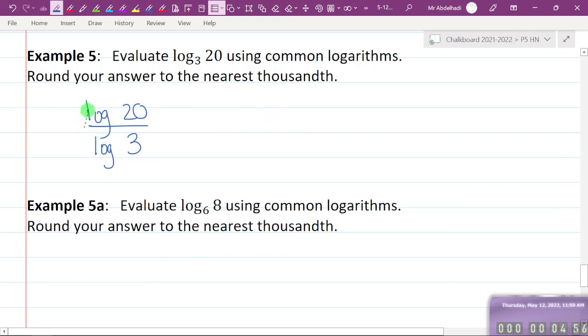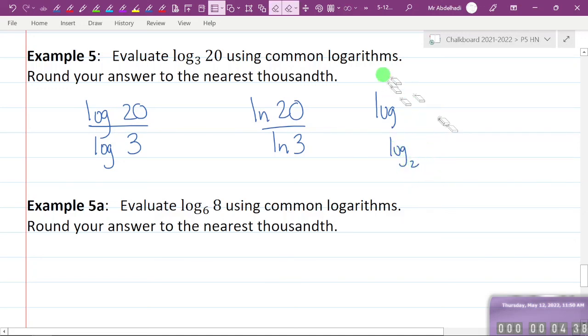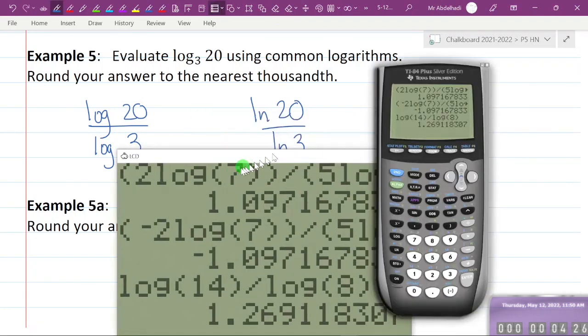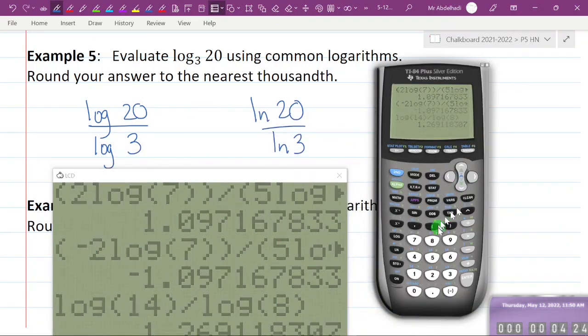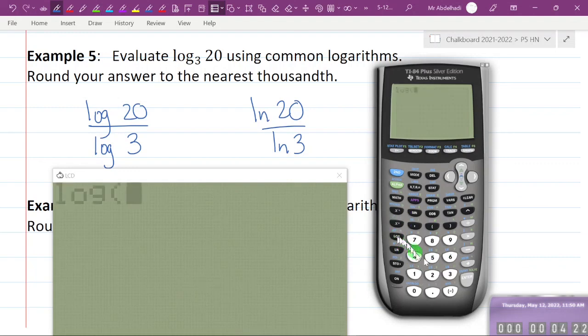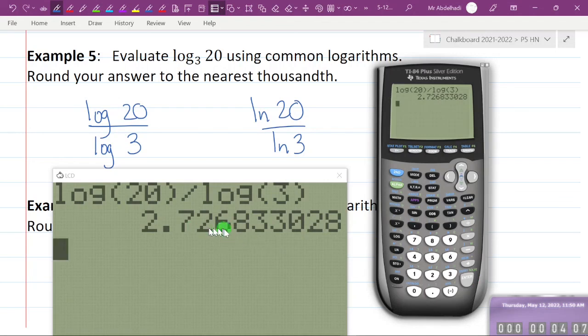And you get to do this with either base 10 logs, which your calculator can do, or if you have a ln button, you can also do it with natural logs. It doesn't matter what log you use. If you use log base 2 of 20 over log base 2 of 3, it'll still work. You'll still get the same answer. It doesn't matter. So taking our calculator, what is log of 20 divided by log of 3? Well, here we go. Log 20 divided by log 3. I get 2.7268, so 2.727.